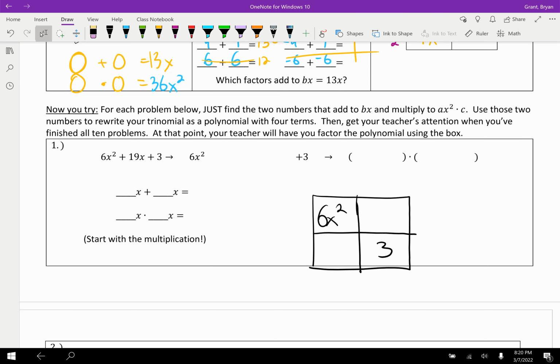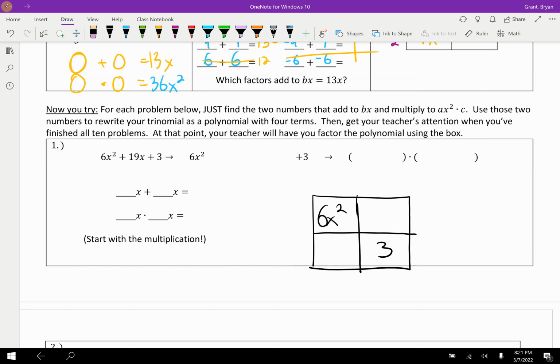We're not even doing the full problem. What I'm going to have you do next is figure out what goes in these two diagonal boxes. Now, realistically, 19x goes in there. But how is it going to split? Will it be 18 and 1? Will it be 16 and 3? Will it be 14 and 5? So on and so forth.